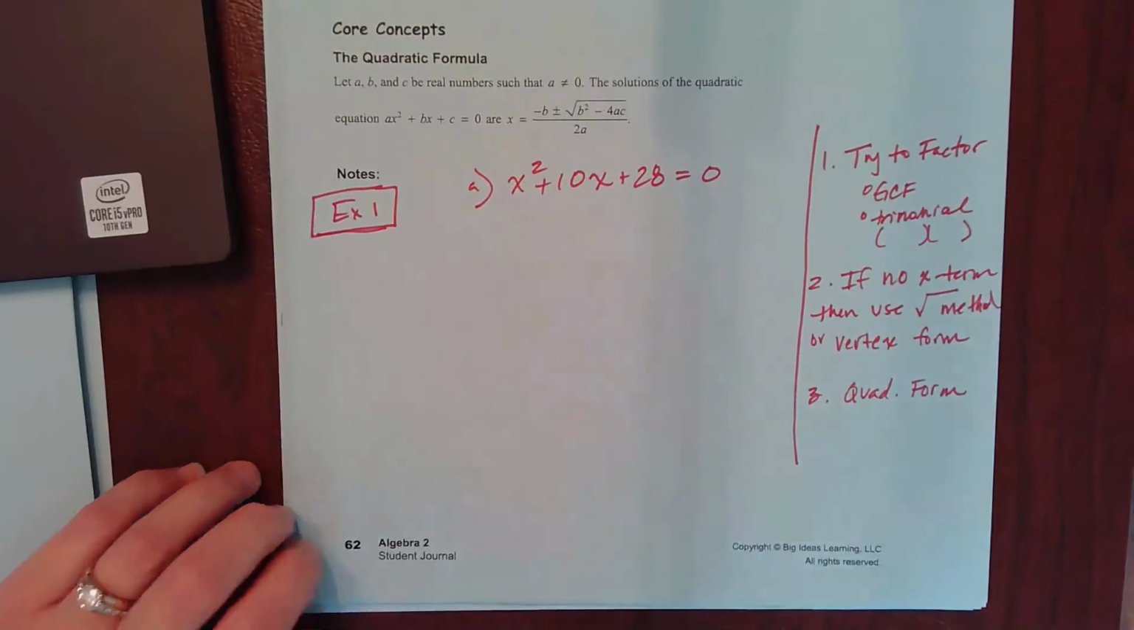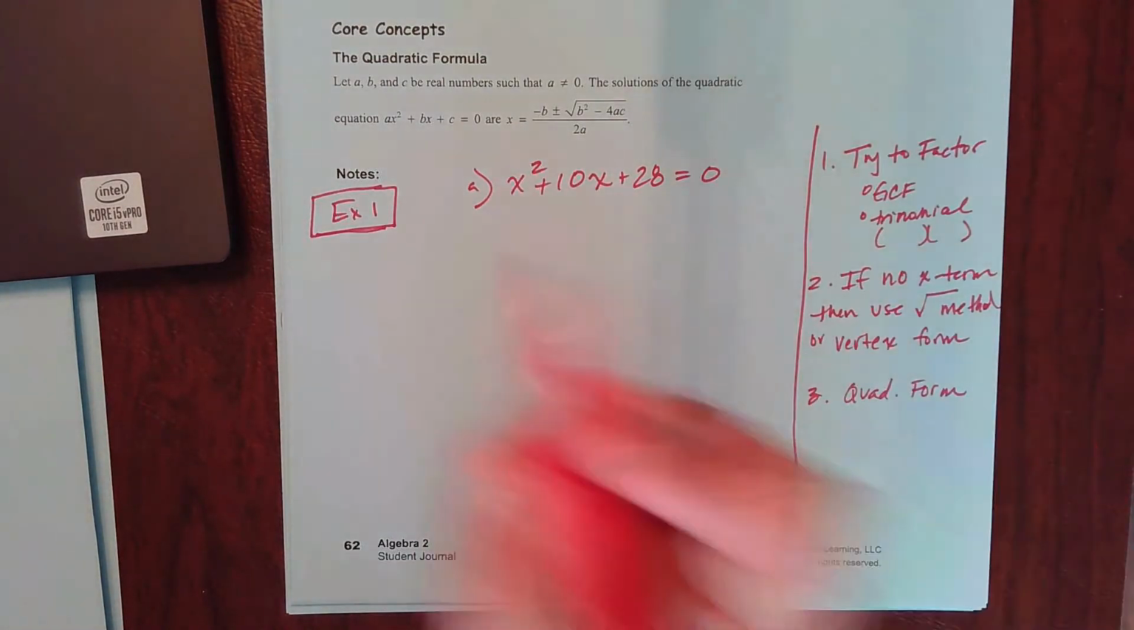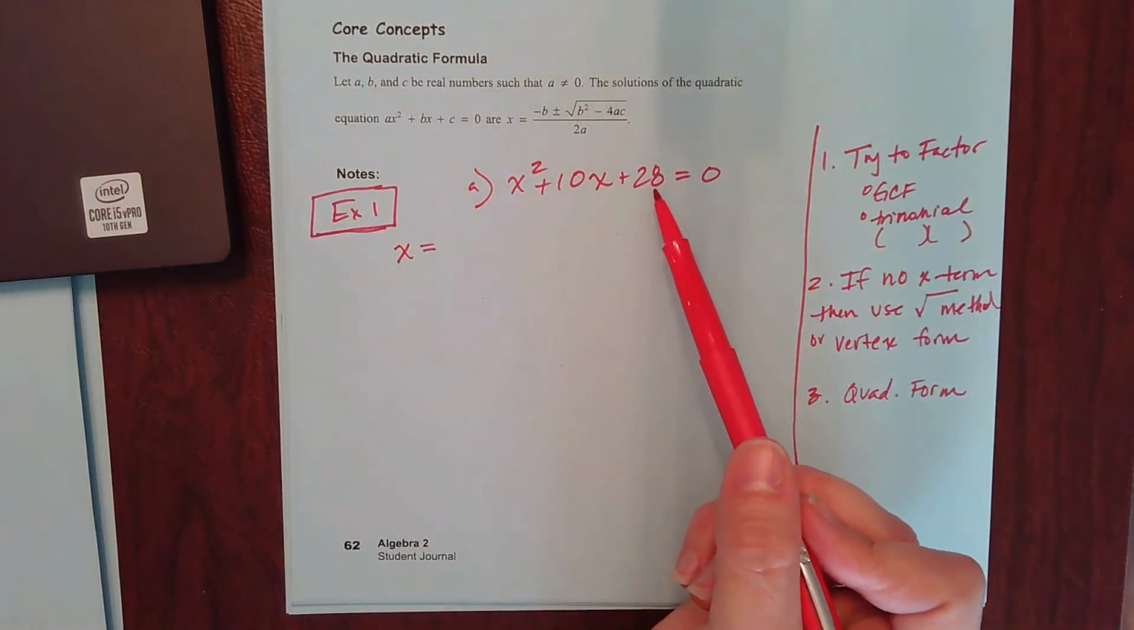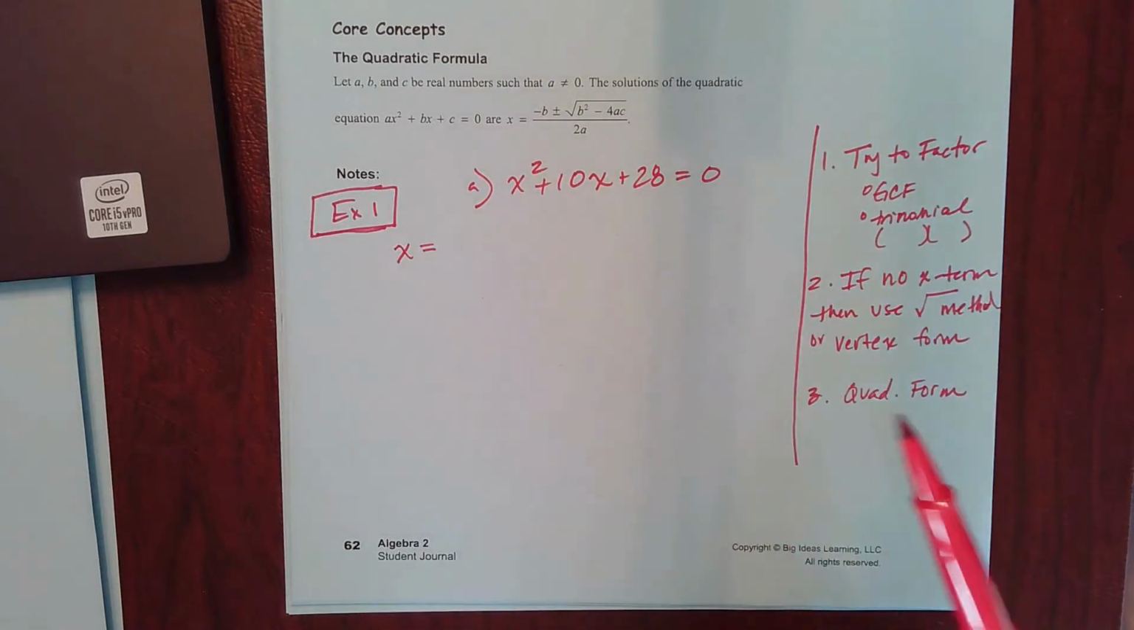What I don't like to see is everyone using the quadratic formula every single time, because I need you to understand that there are times when factoring is better. So I do want you to try to factor. All right, I have this example, let's go through it. This one is not factorable. I'm trying to think of numbers that multiply together to give me 28 but add to 10, and I don't have any.